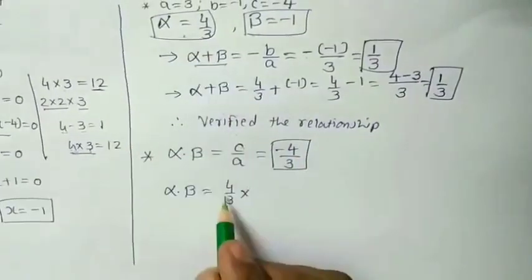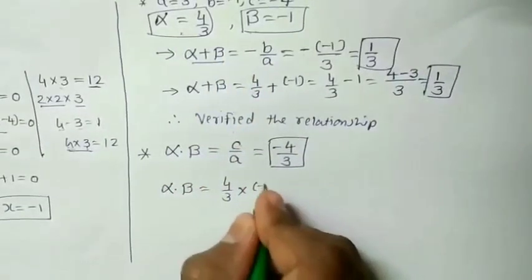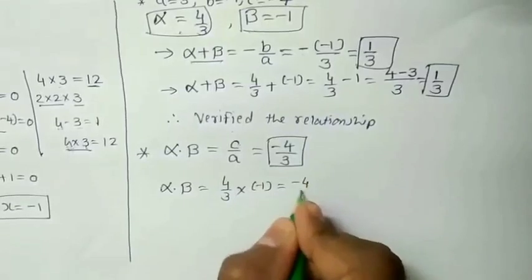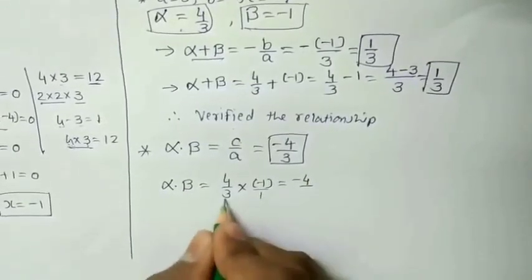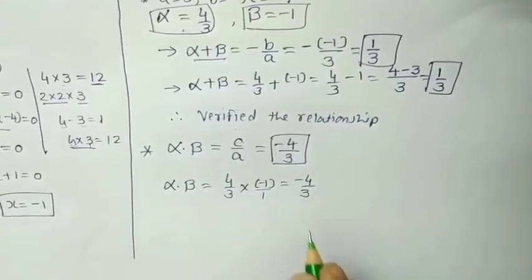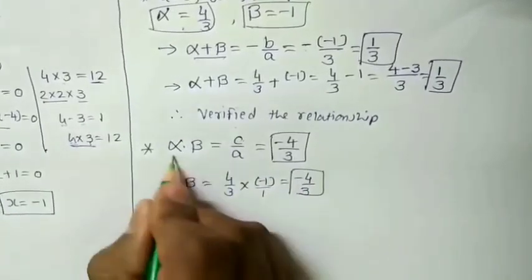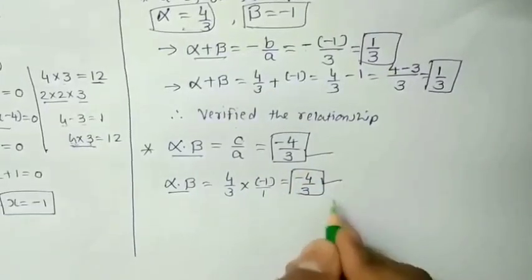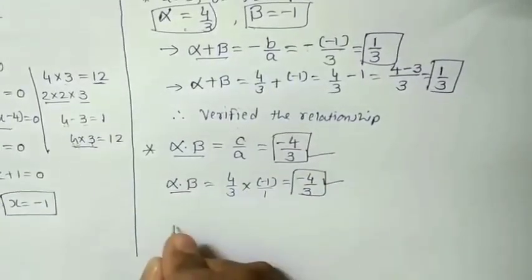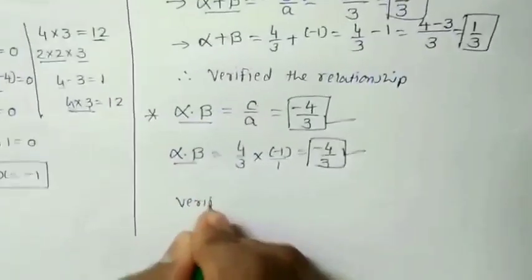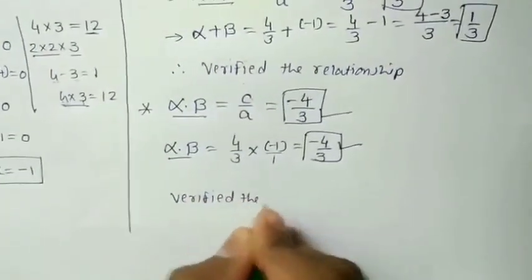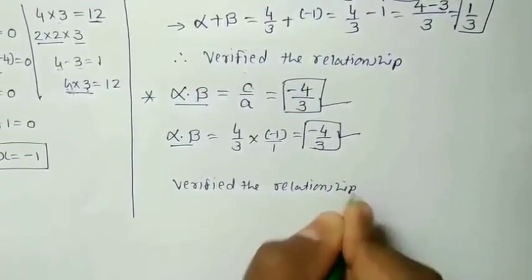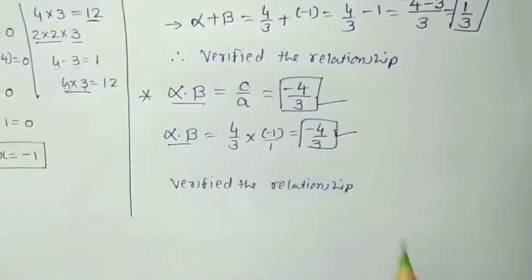Here the value of alpha is 4 by 3 and the value of beta is equal to minus 1. We'll multiply them. Minus 4 into 1 is equal to minus 4, and nothing is in the denominator, so 3 ones are 3. So again you can see that in both ways, alpha into beta, we are getting the same value, minus 4 by 3. So again in this also we verified the relationship of zeros and the coefficients. So this is how you can solve this sum.